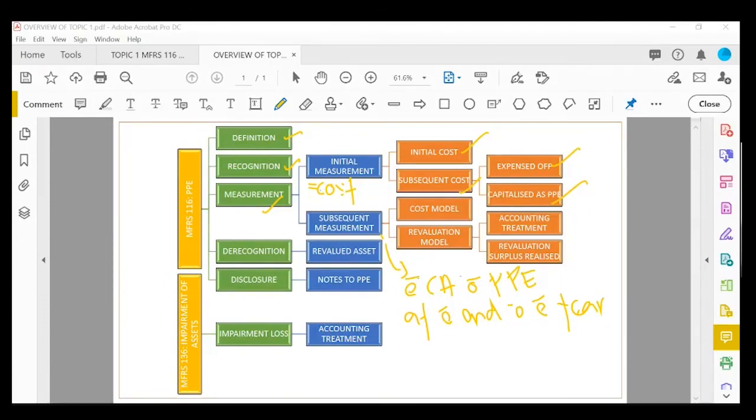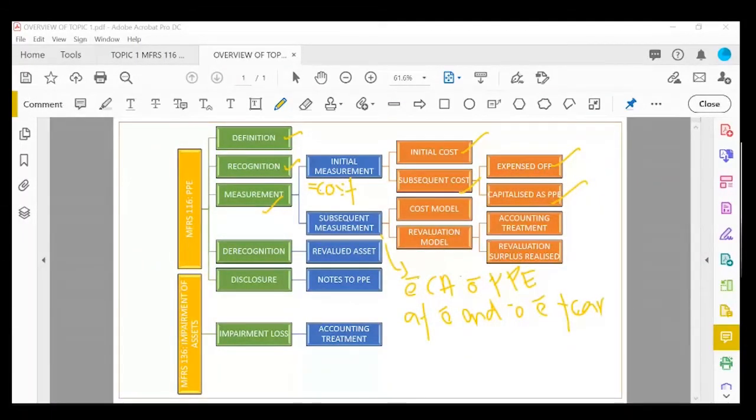Next, subsequent measurement means that you have to provide for depreciation. The amount that we have to present on the face of the statement of financial position at the end of the year is the carrying amount. The carrying amount is the cost minus any accumulated depreciation and any accumulated impairment loss, if any.